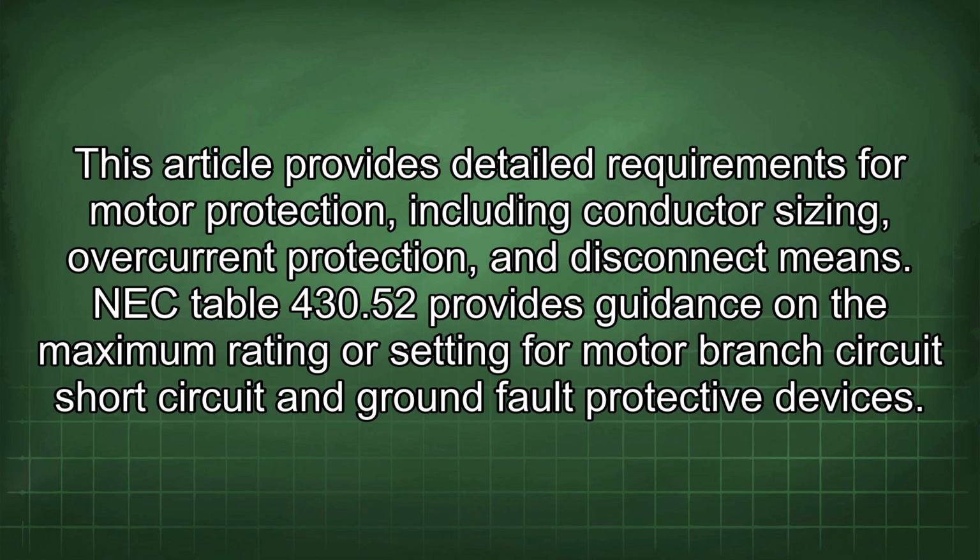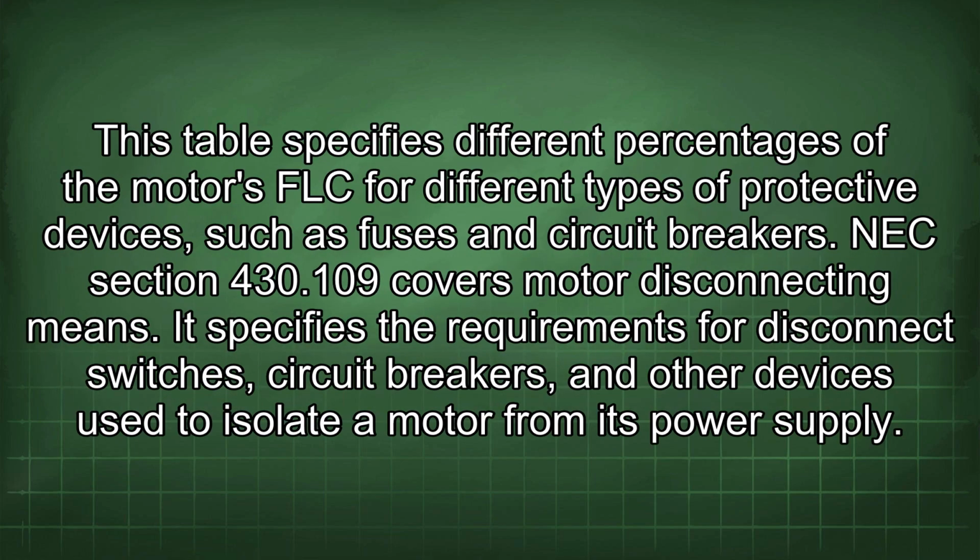NEC Table 430.52 provides guidance on the maximum rating or setting for motor branch circuit, short circuit, and ground fault protective devices. This table specifies different percentages of the motor's FLC for different types of protective devices, such as fuses and circuit breakers. NEC Section 430.109 covers motor disconnecting means. It specifies the requirements for disconnect switches, circuit breakers, and other devices used to isolate a motor from its power supply.